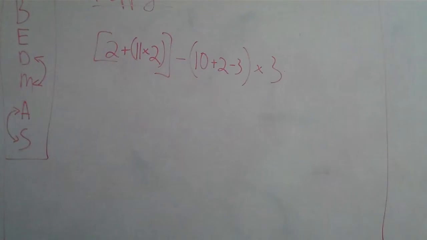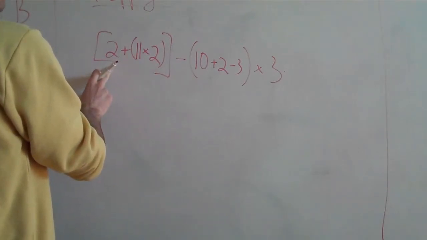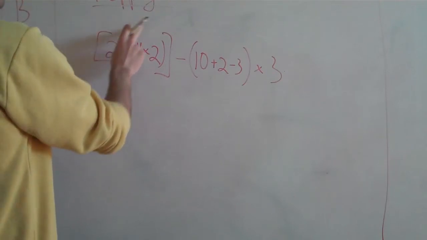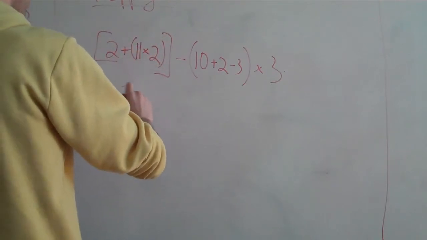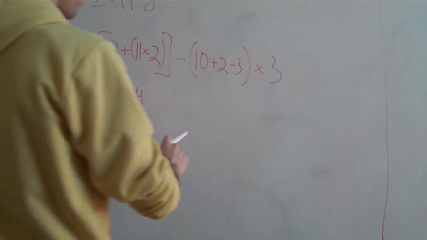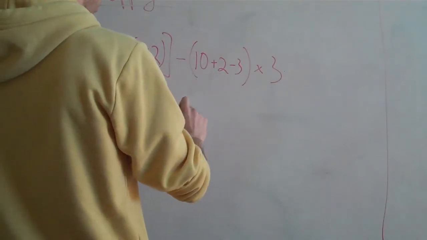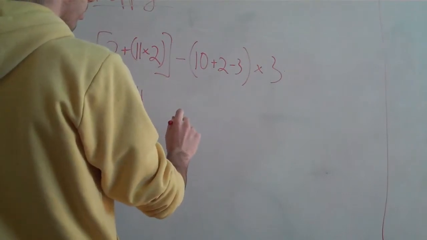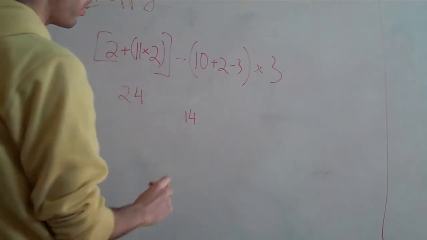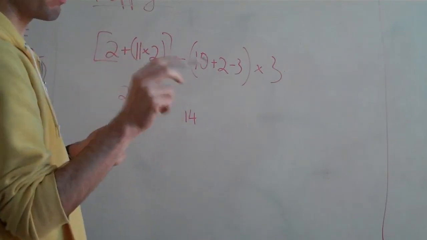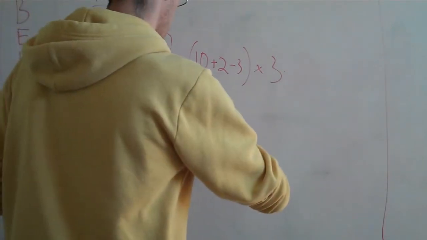Okay, so let's look at it done improperly. 2 plus 11 times 2. Okay, so 11 times 2 is 22. 22 plus 2 is 24. 24 minus 10 is 14. 14 plus 2, 16 minus 3, 13.